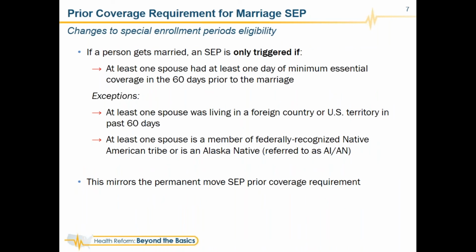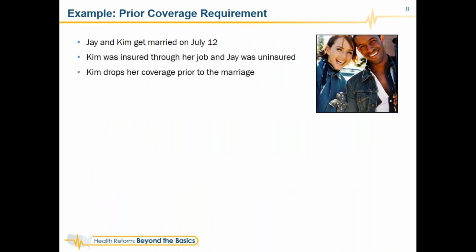So as I mentioned, people will only be eligible for an SEP when they get married if at least one spouse has had at least one day of minimum essential coverage in the 60 days prior to the marriage. This mirrors the prior coverage requirement that is currently in place for people who make a permanent move. So how does this work in practice?